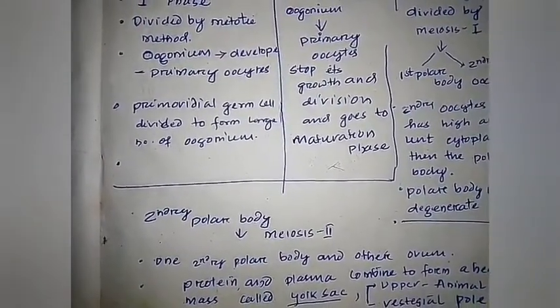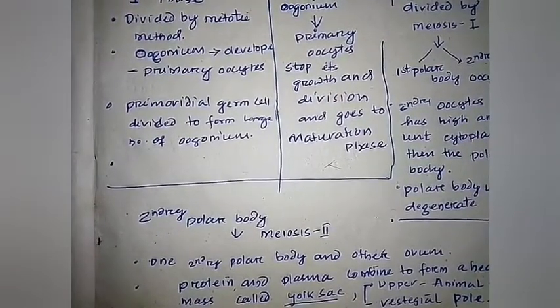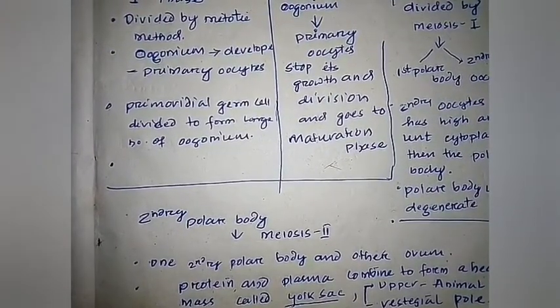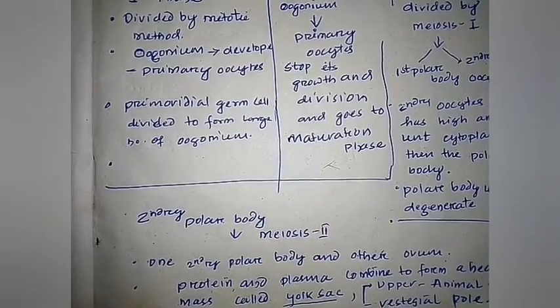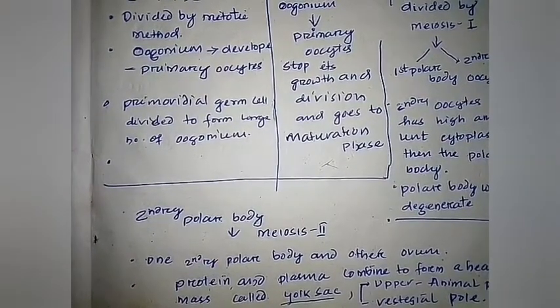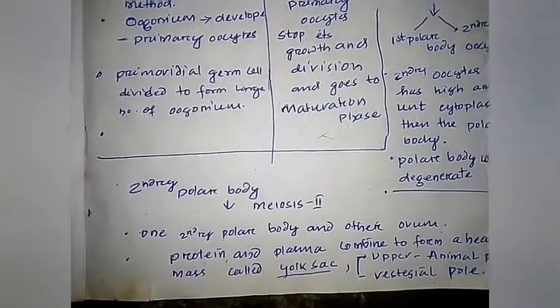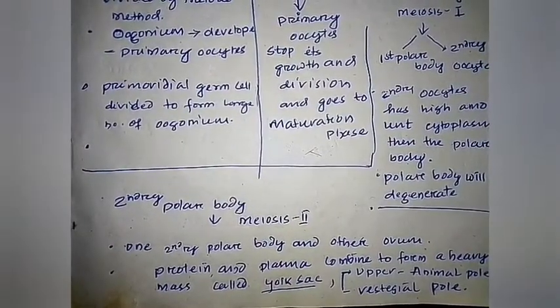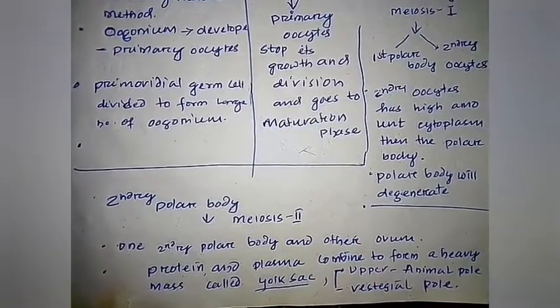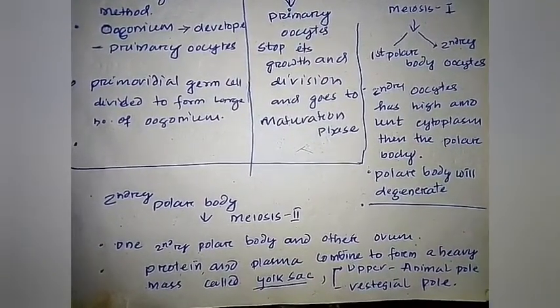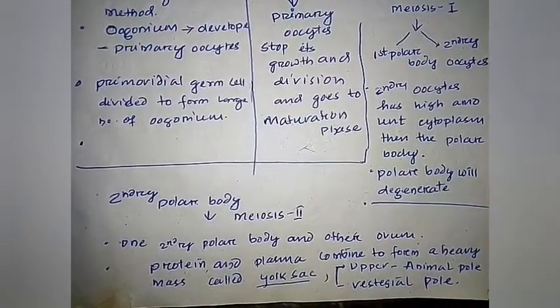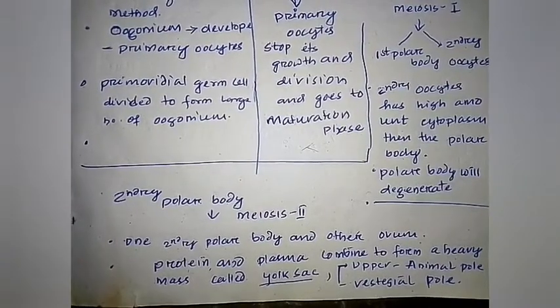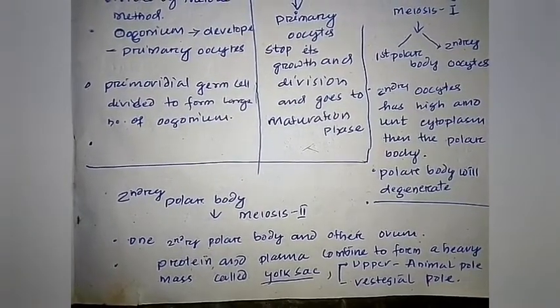The secondary oocyte will again divide by meiosis II. One will be the second polar body, and the other will be the ovum. And the ovum contains protein content and plasma content. They combine to form a mass of cells called the yolk. And we know the upper part of the cell is known as the animal pole, and the lower part is called the vegetal pole. And these are the details of oogenesis.